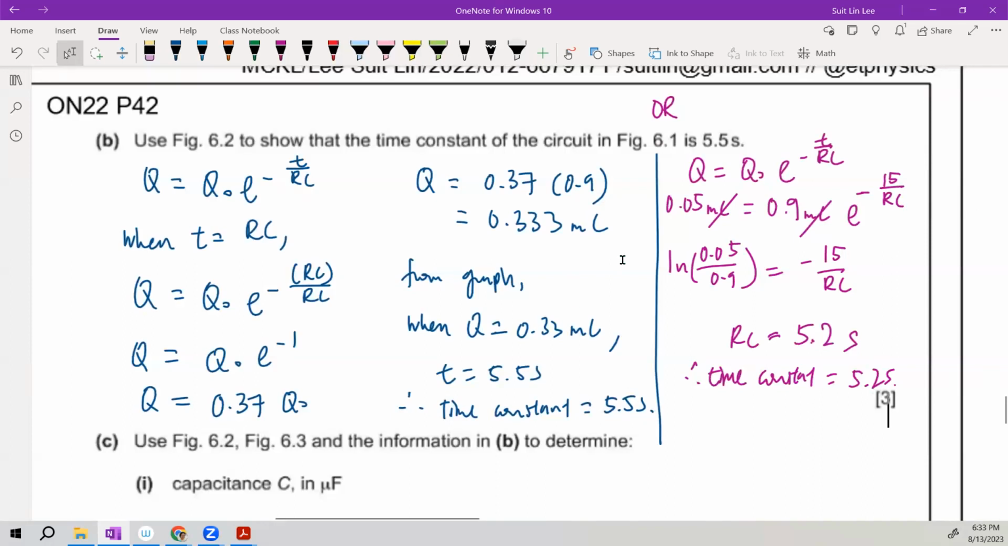Okay, so I prefer this one. This is generally more accurate because you only take one reading. This one you take two readings: you take 0.05, take 15. So yeah, up to you. Both are fine. Just show your working clearly.